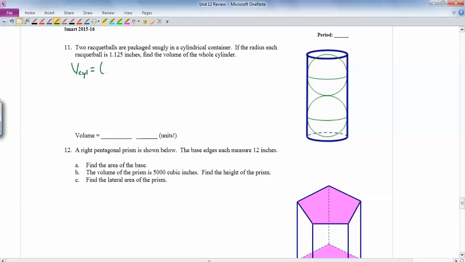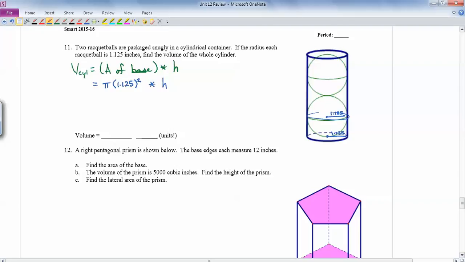is given by area of the base times the height of the cylinder. Okay, so let's see what we can figure out. Well, if the racquetball has a radius of 1.125 inches, that's also got to be the radius of the cylinder itself. So the area of the base is going to be pi times 1.125 squared.